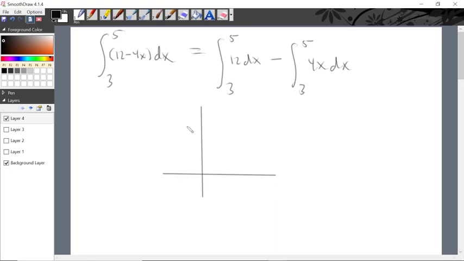So this one right here, we have y is equal to 12, which is a horizontal line. So let's just say that's where y is equal to 12. This is the y-axis. Here's our x-axis. And then from x equals 3 to x equals 5, then we have bounds. X equals 3 and x equals 5. This region right here is what's being represented by this integral right here. So that region, we'll call that A1.